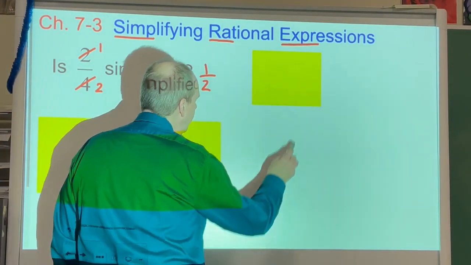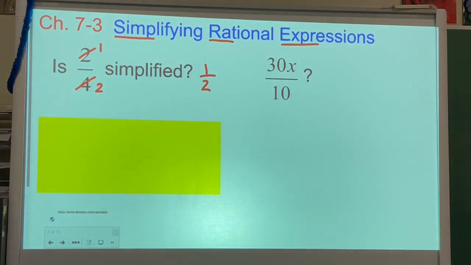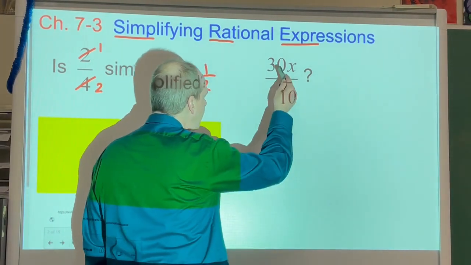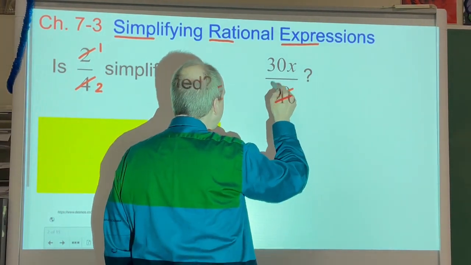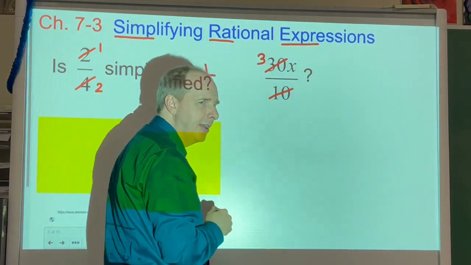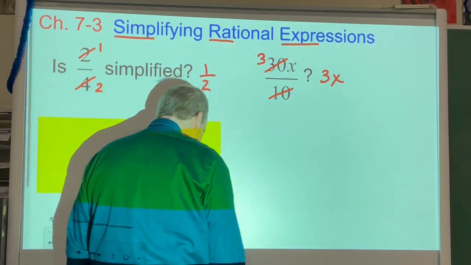But your calculator leaves you a little bit in trouble when you throw in x's. So 30x divided by 10. Well, you can say to yourself, though, that 30 divided by 10, 10 goes into 30 3 times. I could do that much on a calculator. Leaves me 3x. That is simplified.